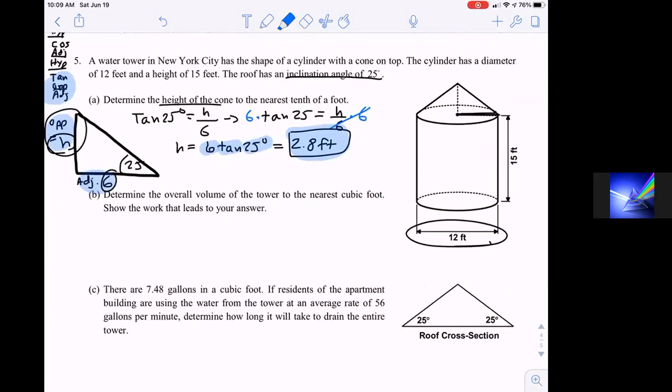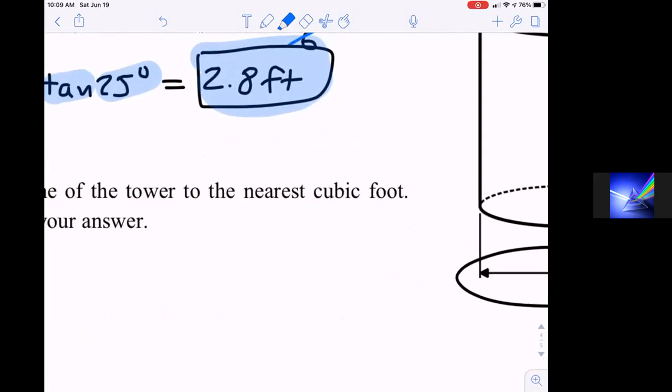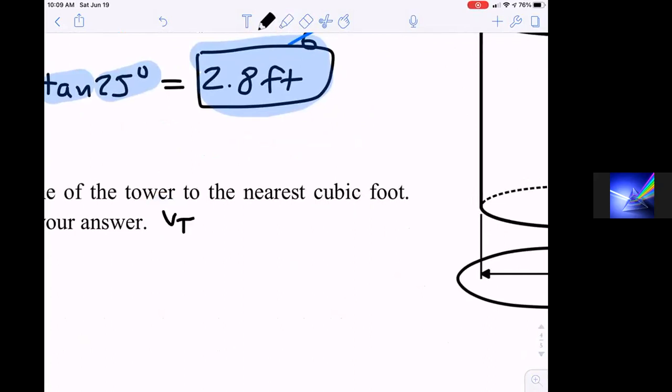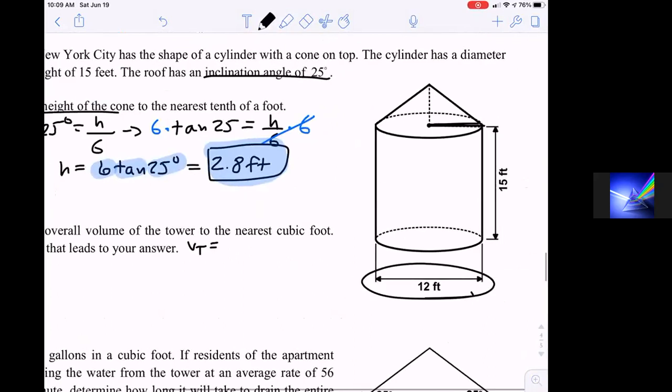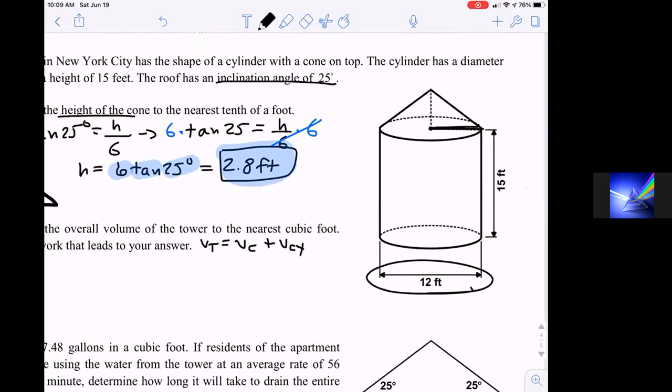Determine the overall volume of the tower to the nearest cubic foot. Well, okay, so VT is going to be the volume of the tower. That's going to be the volume of the cone on top plus the volume of the cylinder. So we just need to find those two volumes and add them up and we'll have the total volume.